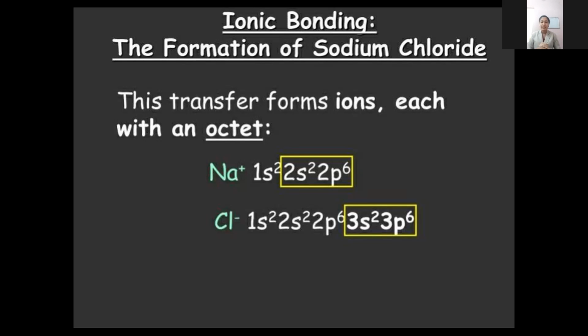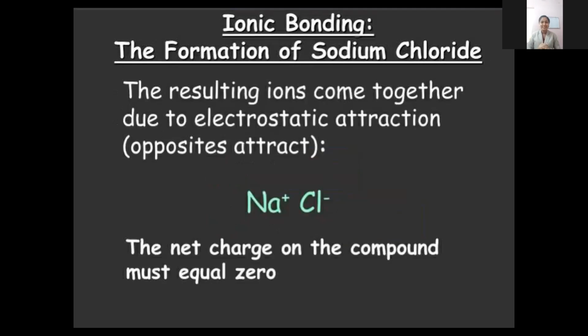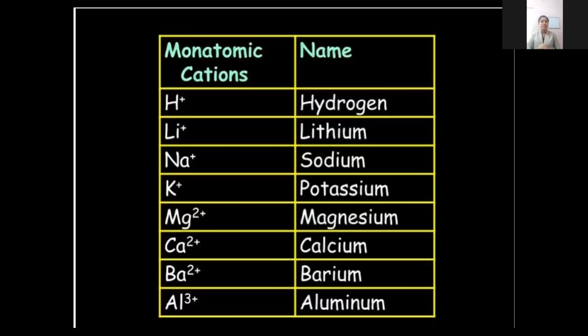So now we can see how an ionic bond is formed. Next slide. Na plus exerts an attraction on Cl minus, which is the electrostatic force of attraction, and thereby the net charge in the compound must be equal to 0. So this is how sodium chloride is formed.